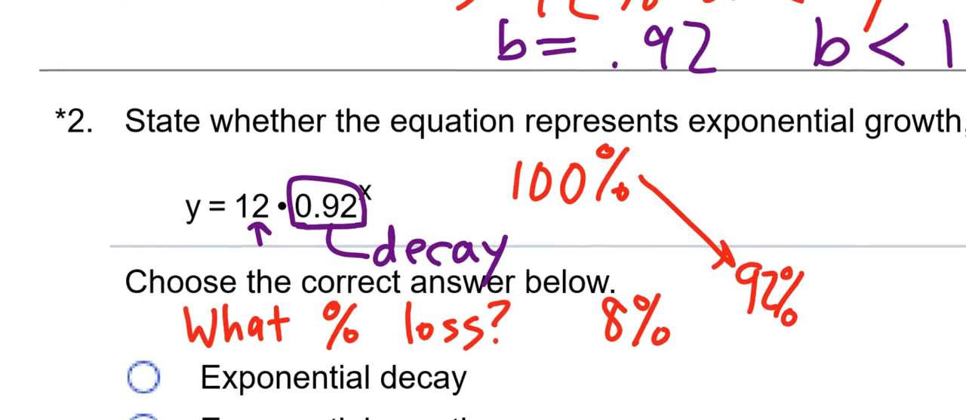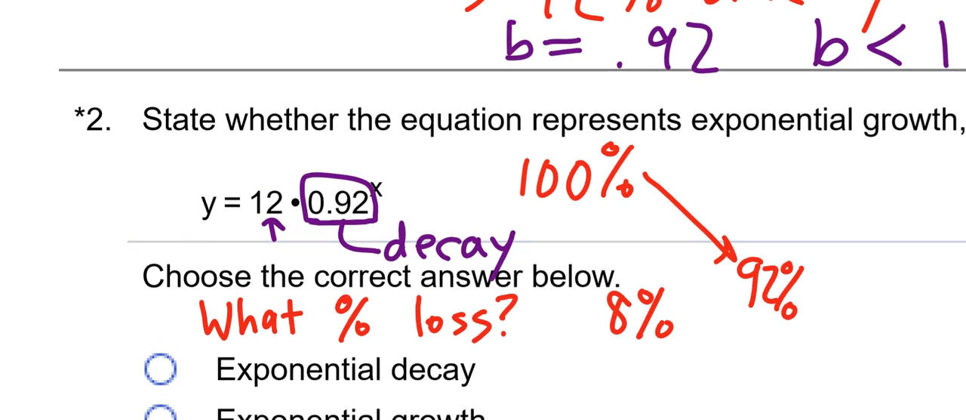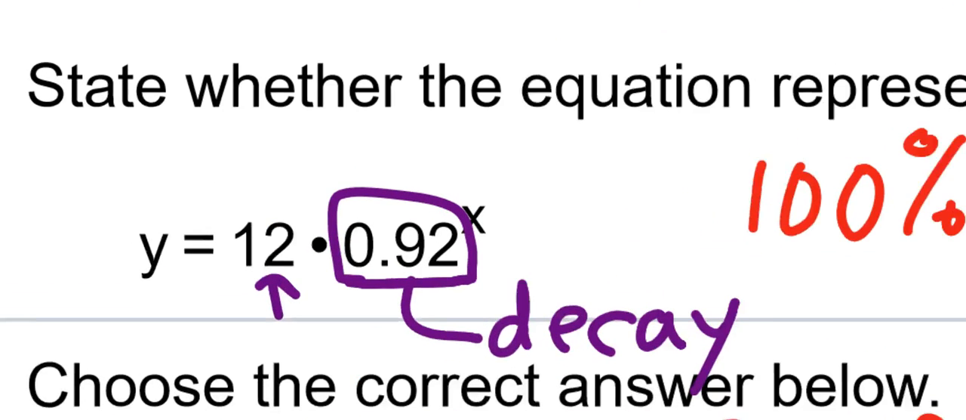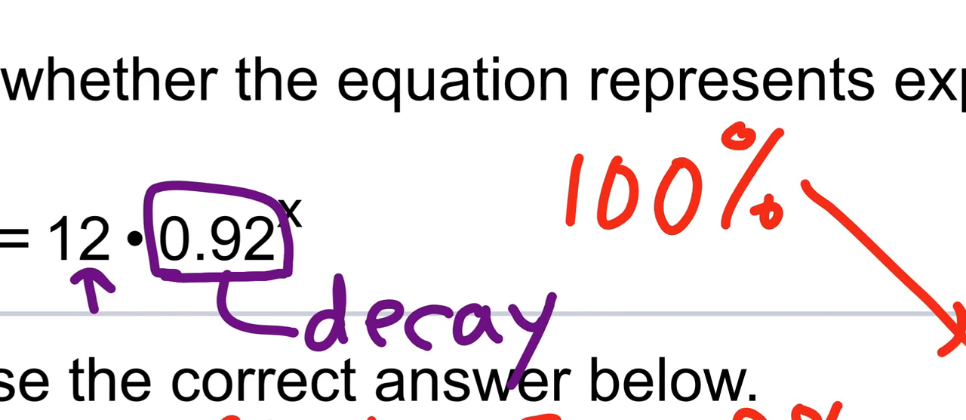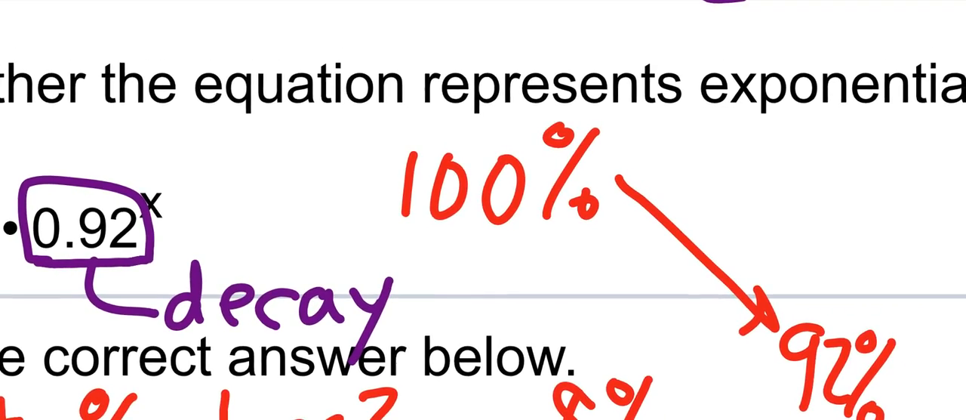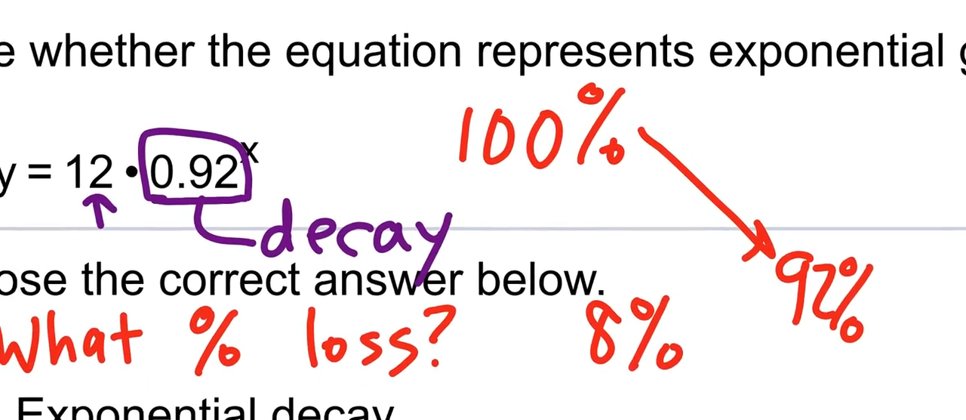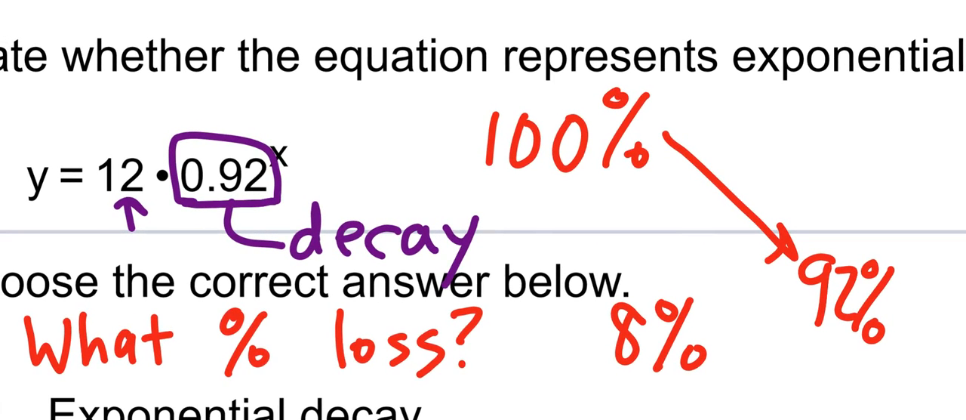When you look at this particular question, question two, the value we focus on, that B value, 0.92, that number is smaller than 1. So we know that it's exponential decay. What percent are you losing? Well, if you started at 100% and you went down to 92%, what percent did you lose? You lost 8%. So if it's anything below 100, it's a decay? Correct. What if it's above 100? It's a growth, which is what we want our money to do.